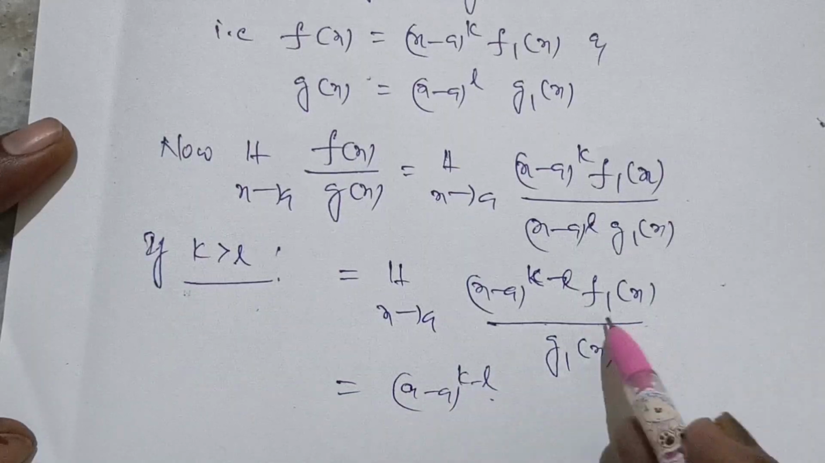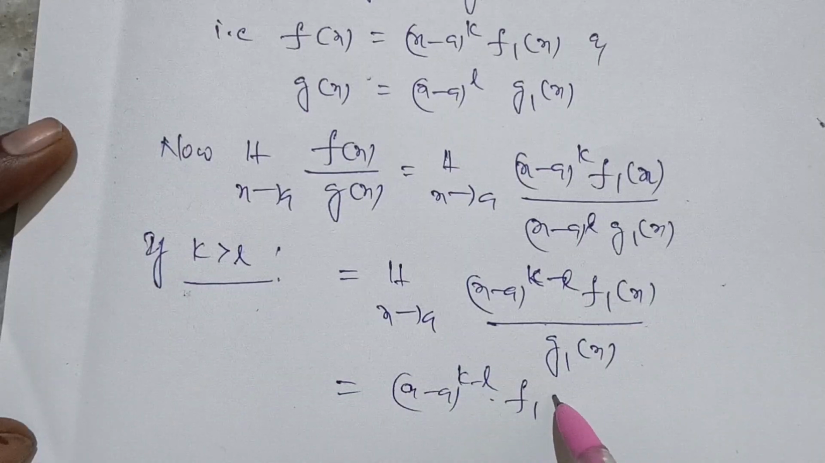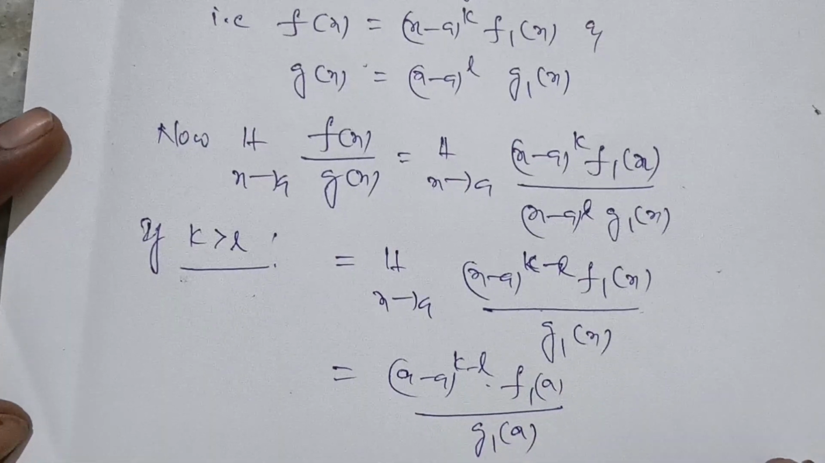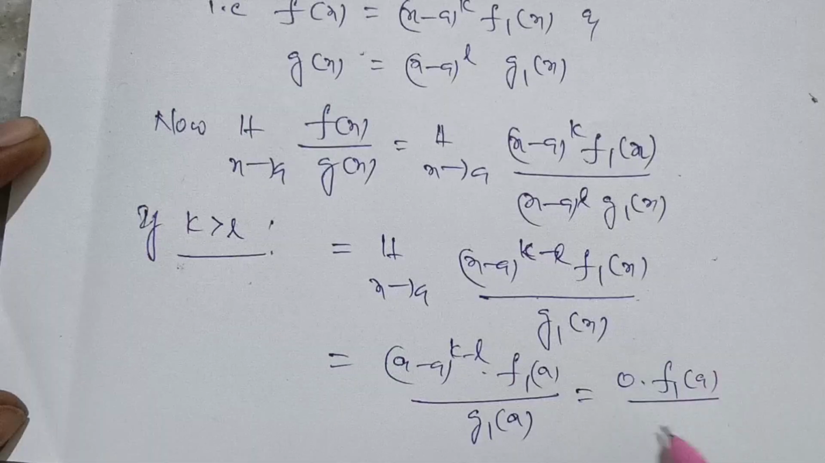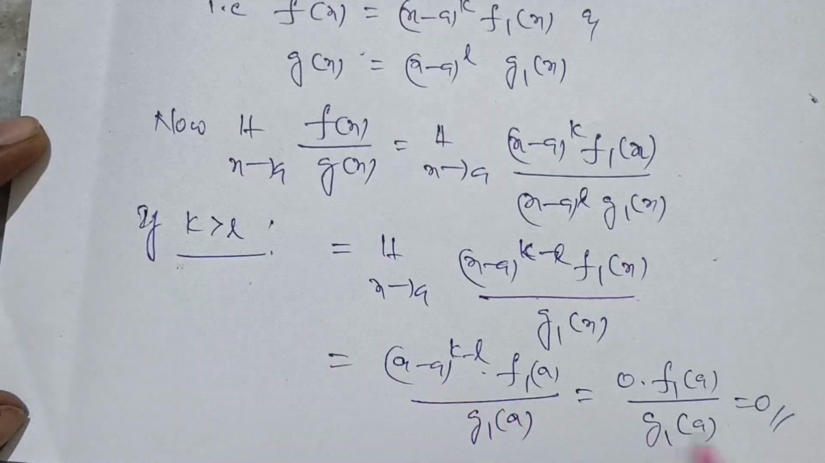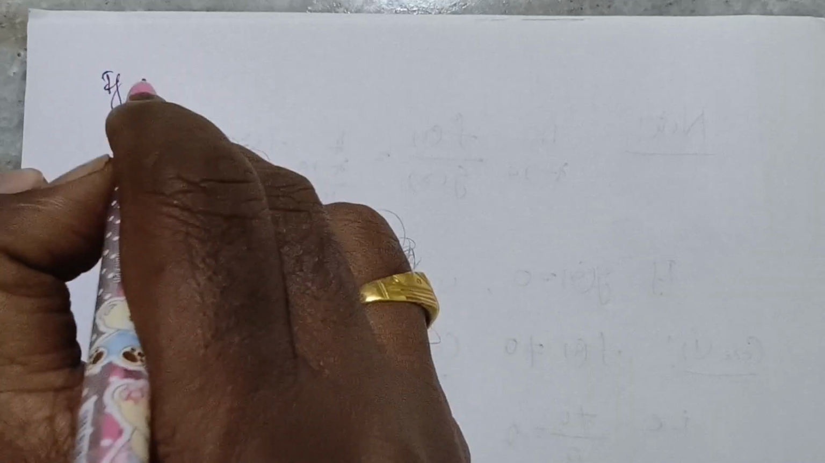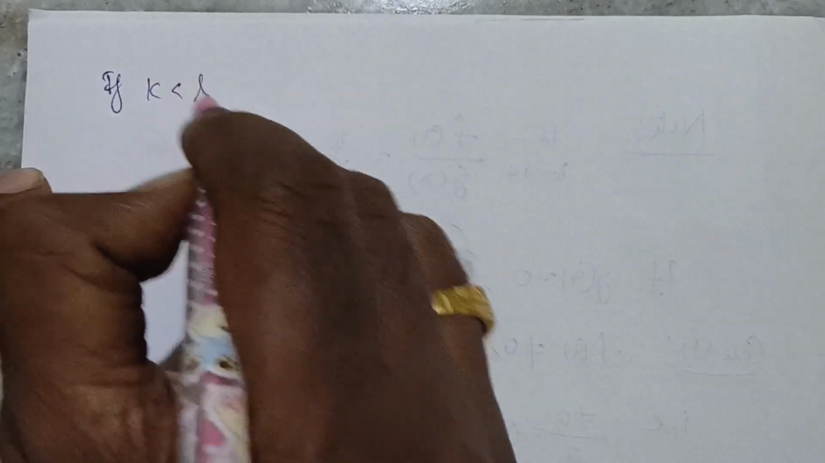Now we apply x equals a to this. We have a minus a power k minus l into f1 of a by g1 of a. So a minus a means 0 into f1 of a by g1 of a. 0 into anything is 0. So if k greater than l, the limit value is 0. The other case is also there.